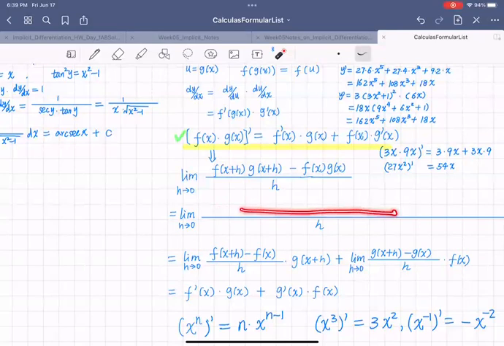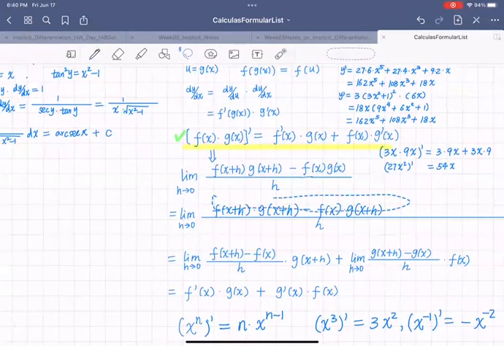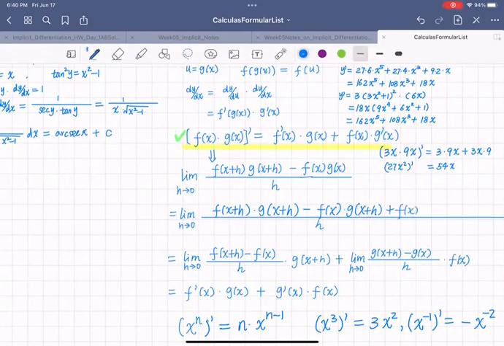Right. What can you do here? So you would do f of x plus h times g of x plus h, minus f of x times g of x plus h, plus f of x times g of x plus h minus f of x times g of x, and then over h. Okay, that's very good, which you manipulate with these middle parts.